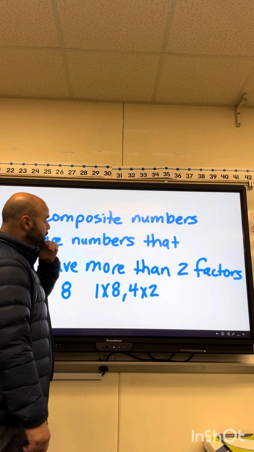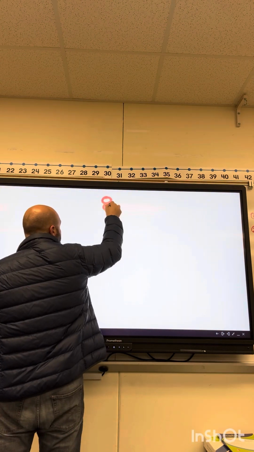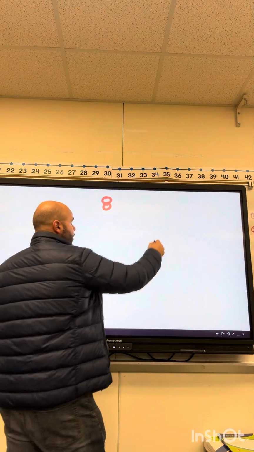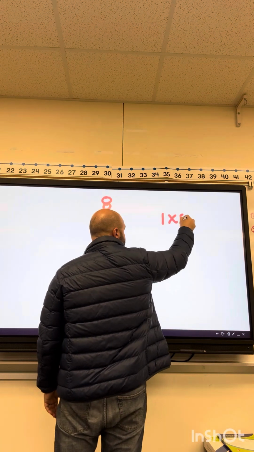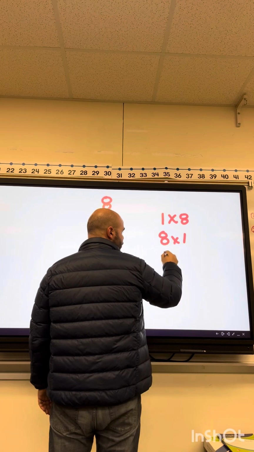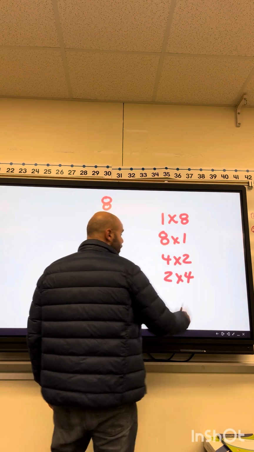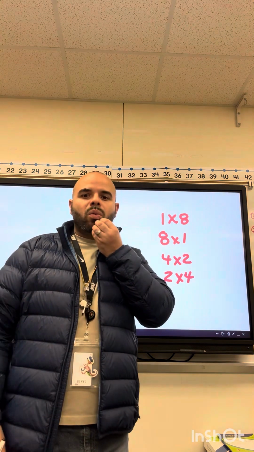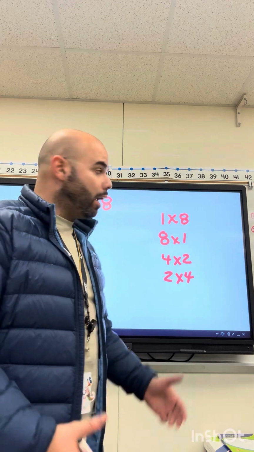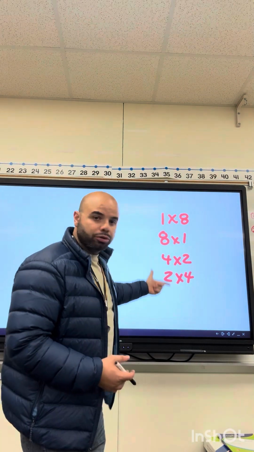Okay? Composite number is more than 2. Now, 8. Okay? My basic facts for 8. I have 1 times 8, 8 times 1, 4 times 2, and 2 times 4. In the test, they're going to ask, okay, how many ways can you grid out a number? So you're going to utilize your basic facts to grid this out.